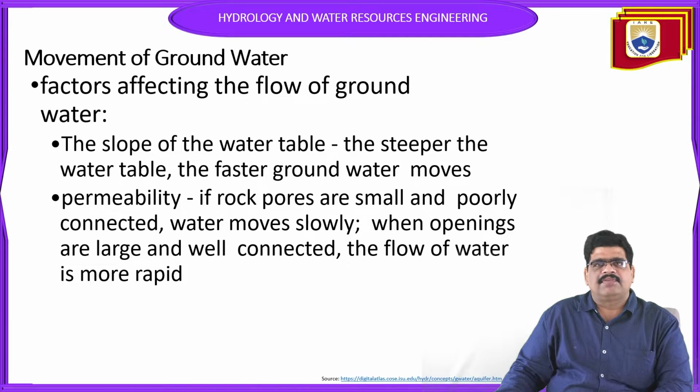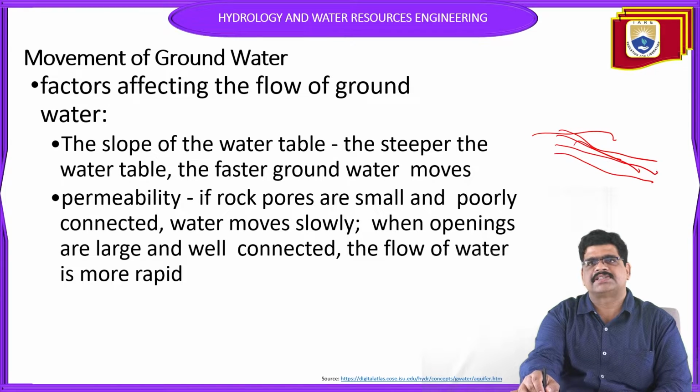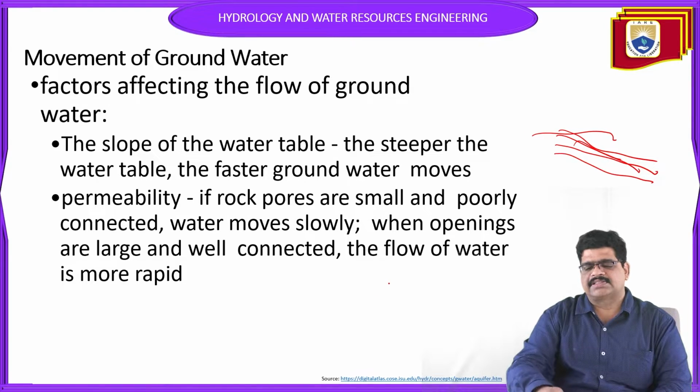Next, the factors affecting the movement of groundwater. The first is the slope of the water table. The steeper the water table, the faster groundwater moves. In low-lying areas, the water moves fast from one side to the other side due to gravity.